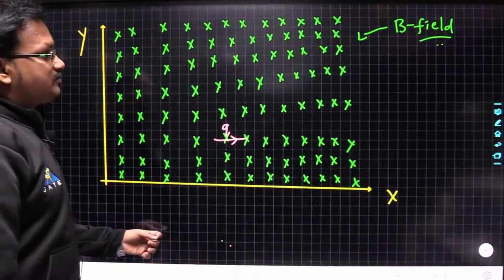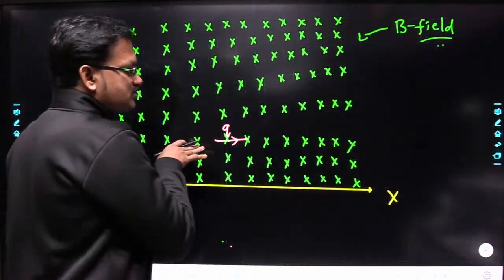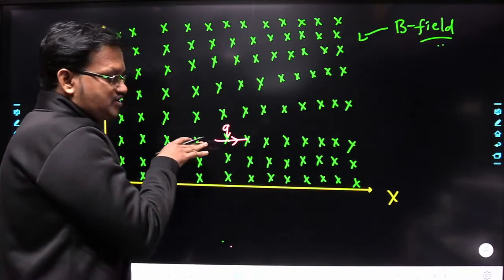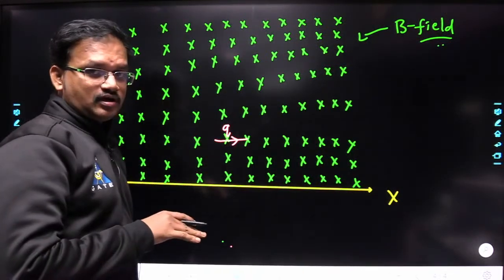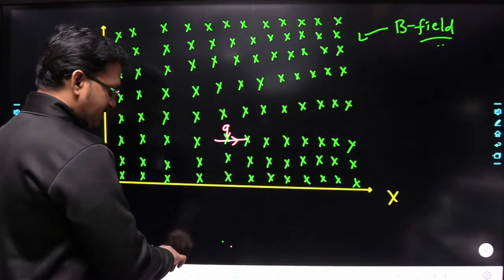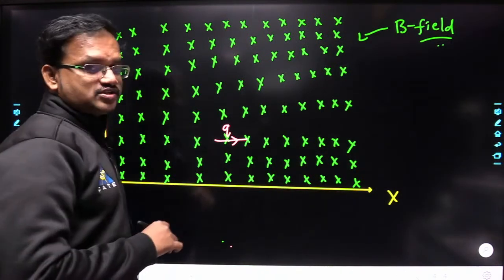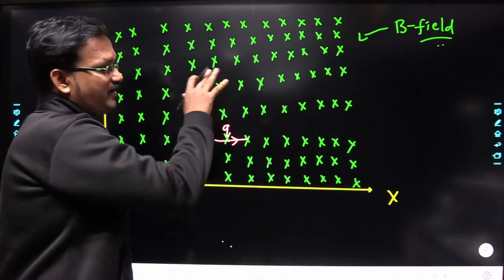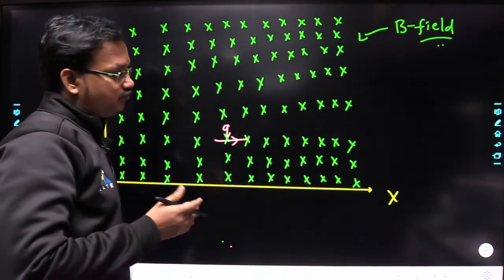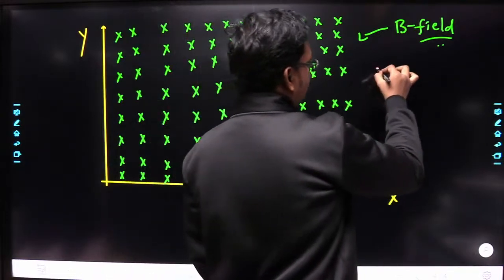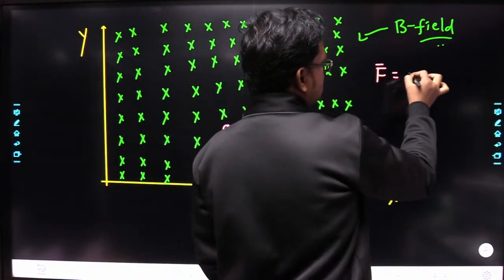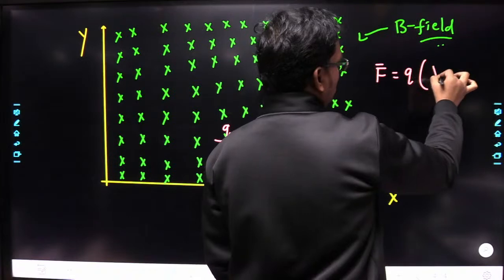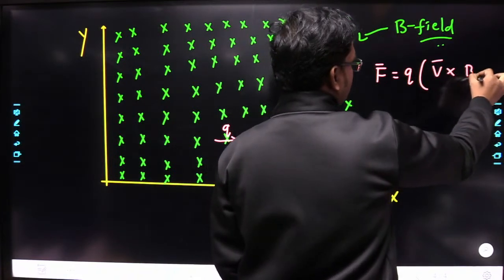Okay. See here. Now let us assume the charge is moving initially along X direction. Understood? Then in which direction it is going to experience the force here? We know that whenever the charge is moving with some uniform velocity in a B field, it is going to experience a force. So what is that force? That force F bar is equal to Q into V bar cross B bar.